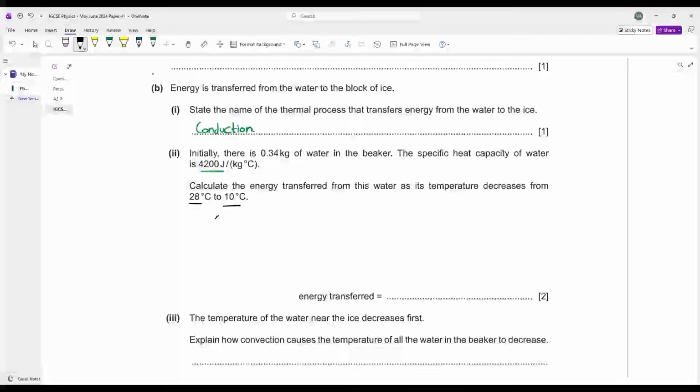बेटा एनर्जी का क्या फॉर्मूला लगा सकते हैं? Q is equals to mc delta temperature. What is your mass? 0.34. What is your specific heat capacity? 4200. What is your change in temperature? You are going from 28 to 18. What is your change in temperature? 18 degrees centigrade. Can you calculate this answer? 0.34 into 4200 into 18. Your answer comes out to be 25700 joules. If you convert it to two significant figures, 26,000 joules is your answer.